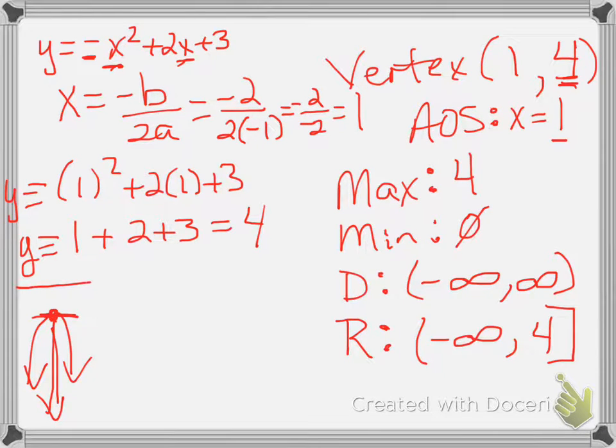So here's my original equation. My vertex is at 1, 4. My axis of symmetry is at 1. My maximum is at 4. I don't have a minimum. My domain is all real numbers, and my range is negative infinity to 4, or y is such that y is less than or equal to 4. Okay? Alrighty, let's go do the next one.